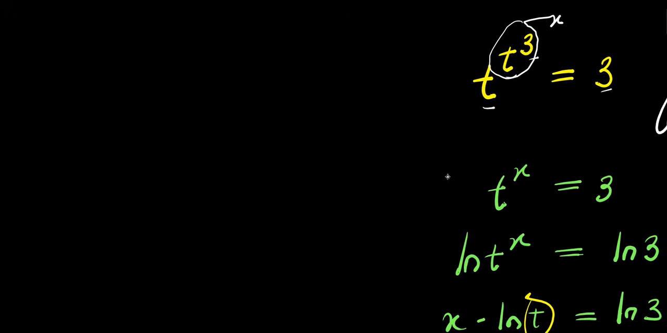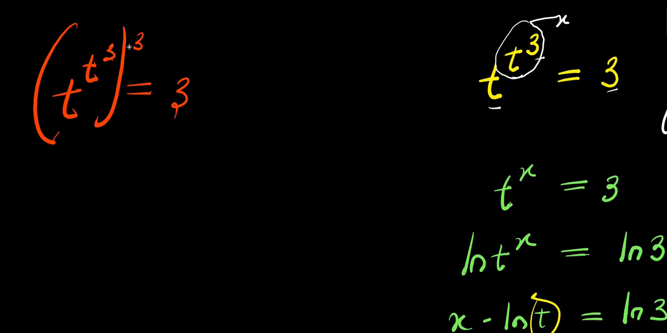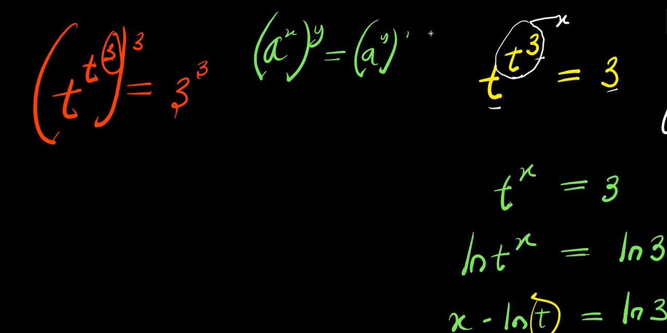This is obviously one way. We can solve this using another, simpler way. t power 3 equals 3. I can raise this to the power of 3, because of this 3 here, and raise this to the power of 3. Then I can make use of this: you have a power x raised to the power of y equals a power y raised to the power of x. This t power 3 here will represent my x, and this will represent my y. So I switch the powers using this.